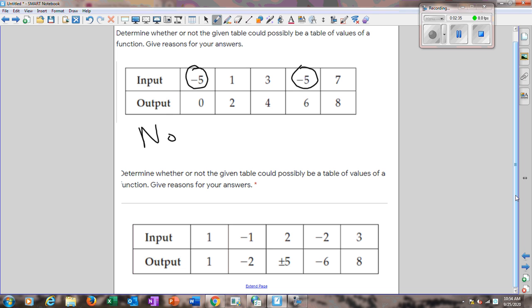If I look down at this table, I have 5 different inputs, so it looks like it should be a function. However, if I'm looking at my y values, 2 goes to both positive and negative 5. So that means my 2 goes to 2 different values, which makes this no. And that's because 2 goes to 2 different numbers.